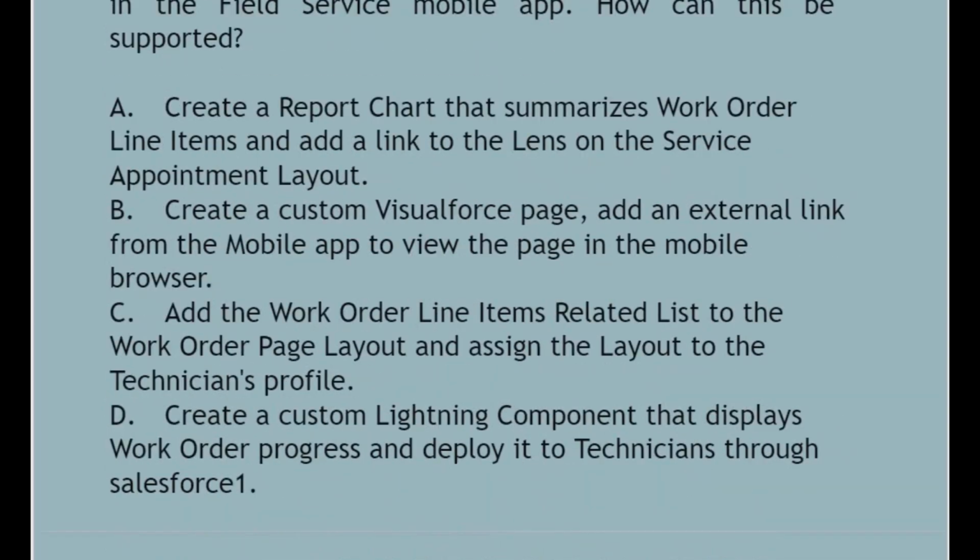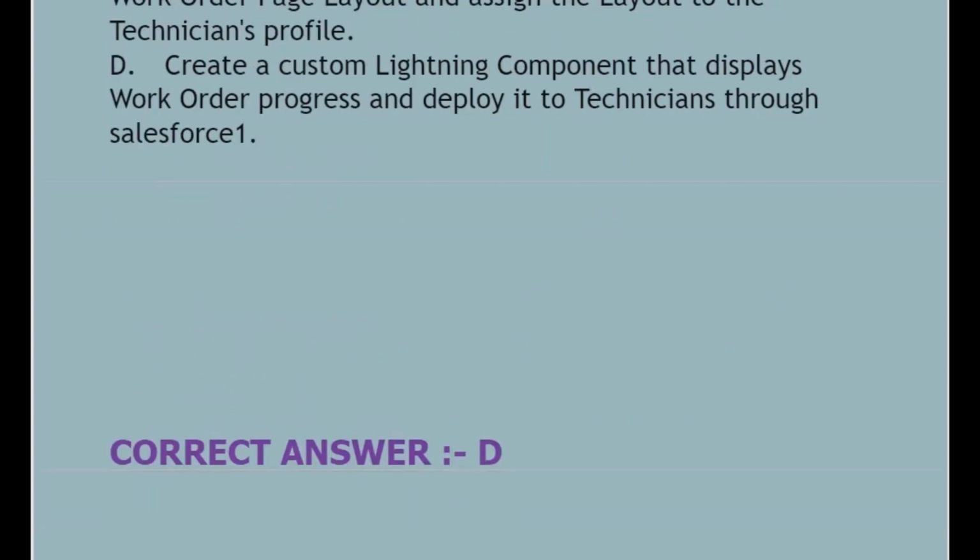Option C. Add the work order line items related list to the work order page layout and assign the layout to the technician's profile. Option D. Create a custom Lightning component that displays work order progress and deploy it to technicians through Salesforce. Correct answer is option D.